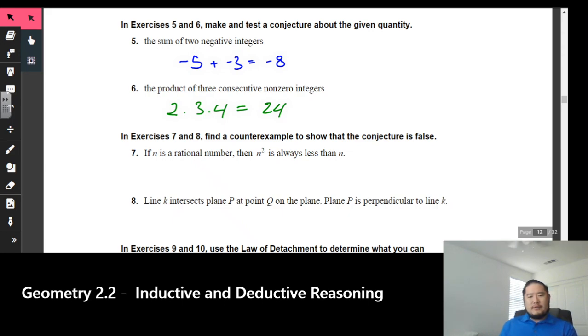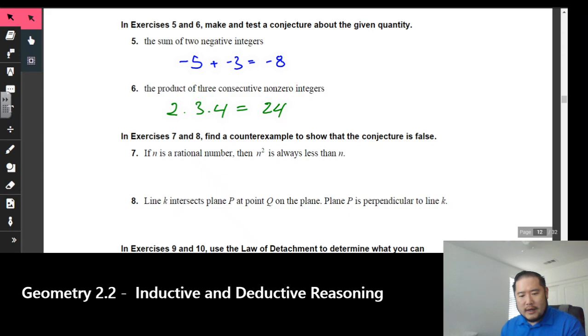All right, next up, number 7. Now we're going to try to find a counterexample that shows that the conjecture is false. So we're trying to figure out, can we make the statement they're showing right here false? So it says if n is a rational number, then n squared is always less than n. If something is a rational number, it is a number that can be divisible, and you get nice whole outcomes. All right. Don't forget, also rational numbers would be fractions.